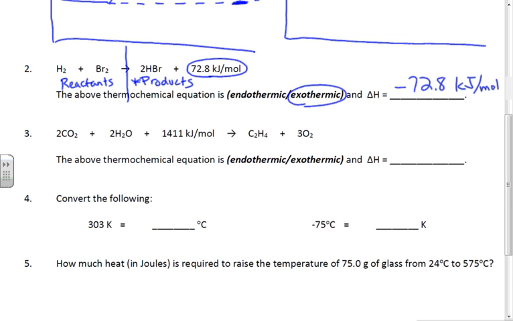When we look at our next example here, we have our reactants, and we have our products, and we find our heat energy value on the reactant side this time, to the left of the arrow. So that energy is being put into the reaction. It's going to be endothermic, and it's going to be a positive value.